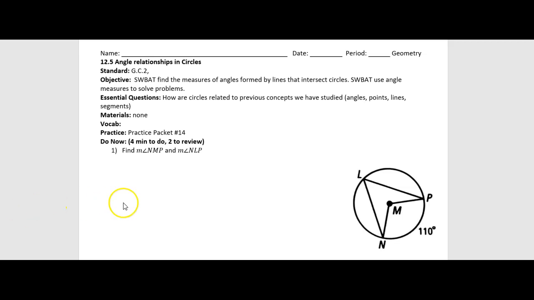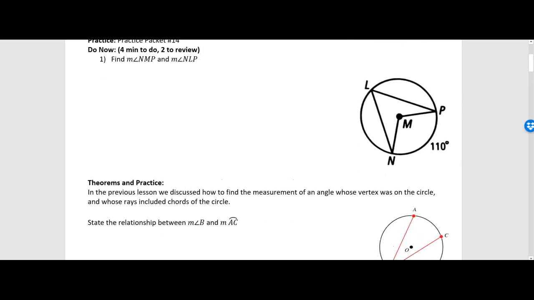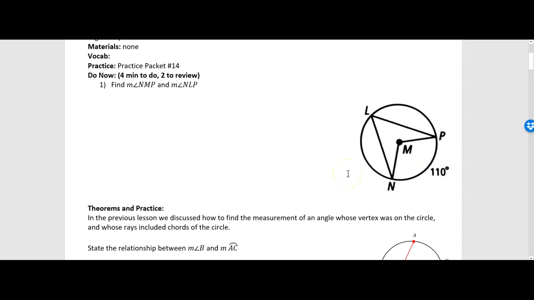We are going to skip the do now. Actually, no, we're not. Let's get our brains in gear before we tackle a bunch of theorems. Let's quickly answer number one. It says find the measurement of angle NMP, that is the central angle, and find the measurement of angle NLP, that is our inscribed angle. Pause the video, go ahead and do that. Come back and see if we got the correct answers.